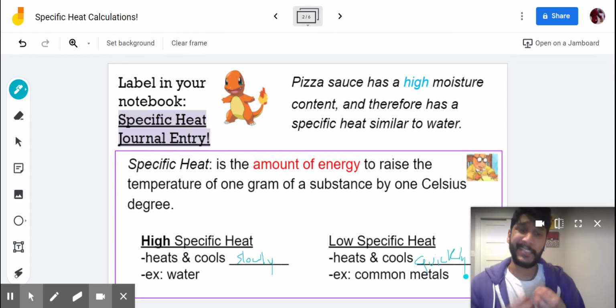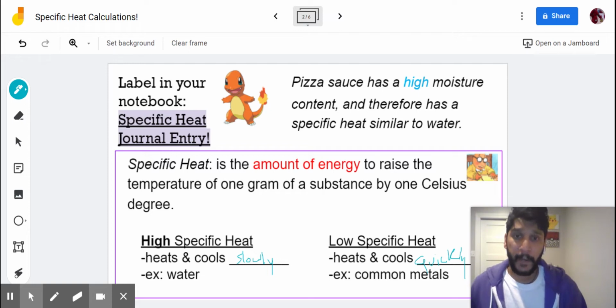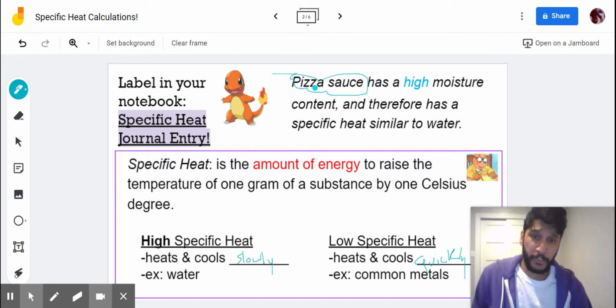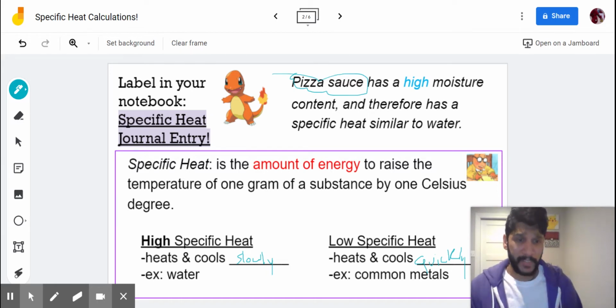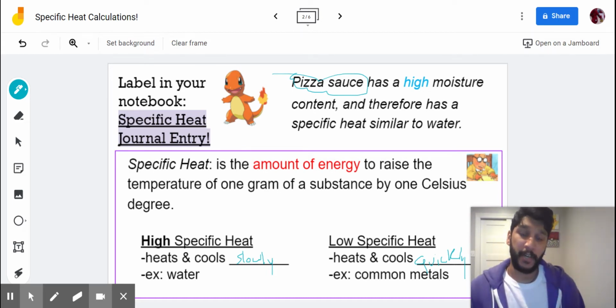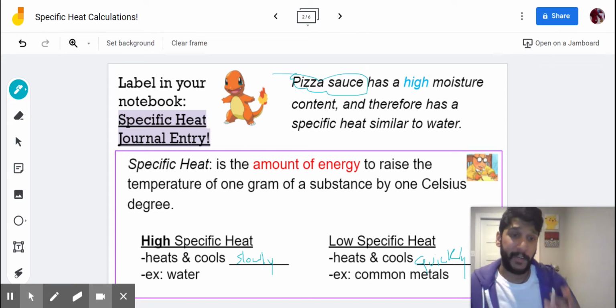So again, what that just means, it doesn't take that much energy for that to heat up or to cool down. Some examples of that are water for high specific heat and common metals for low specific heat. So thinking back to that first question, pizza sauce has a really high moisture content. So its specific heat is similar to water. So it takes a lot of energy for it to heat up, and once it's hot, it takes a lot of energy for it to cool down. So that's why that one would be more likely to burn your tongue.